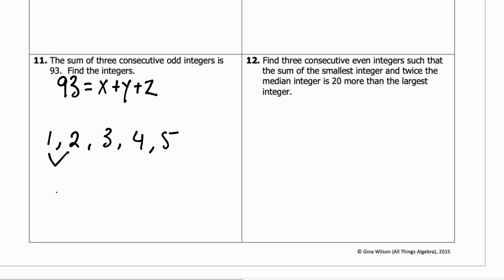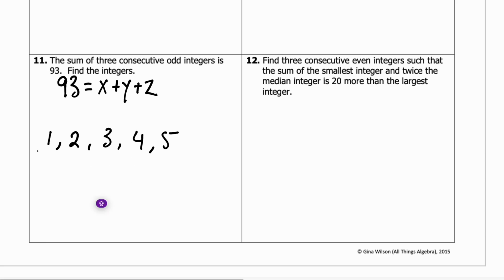So 1 and 2 are in a row, they're in order, and they are consecutive. But if I want consecutive odd numbers, I would have to skip my even numbers. So 1 and 3 would be consecutive odd integers. 3 and 5 would be consecutive odd integers.